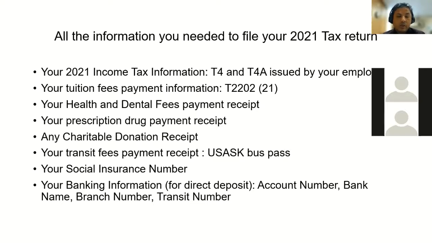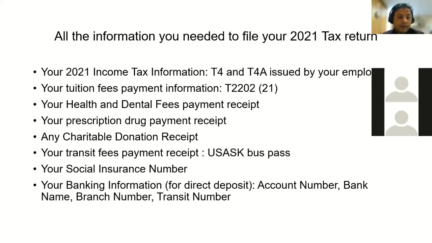So please make sure that you have the receipt, that means the payment receipt, because after you submit your tax return, the Canada Revenue Agency randomly checks some tax returns. In that case, they can ask you to send the prescription drug receipt that you claim in your software. So please make sure you do not make any claim for which you cannot show any documented evidence.